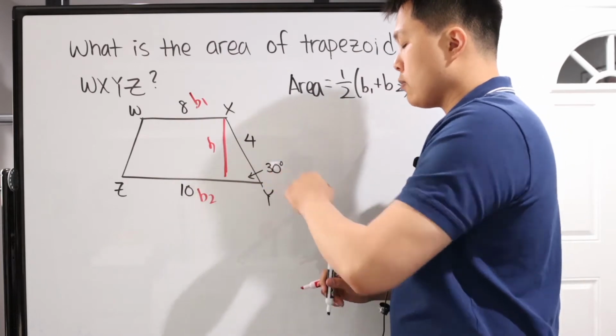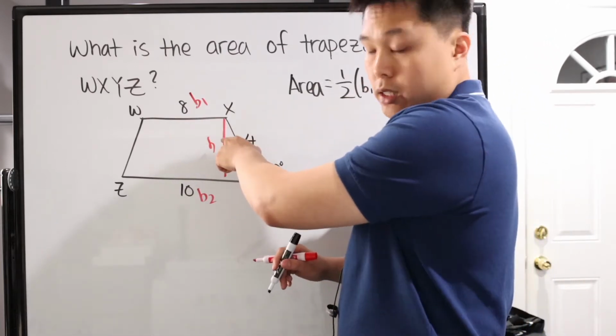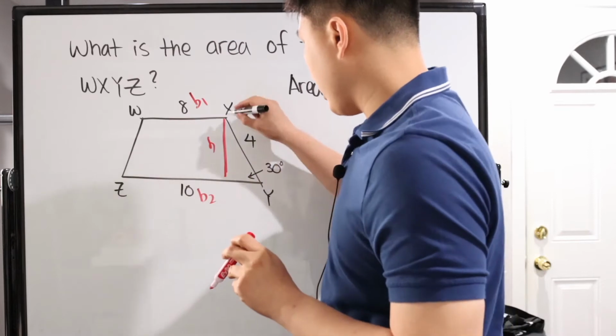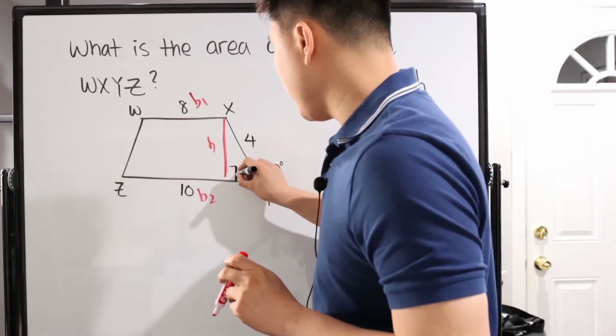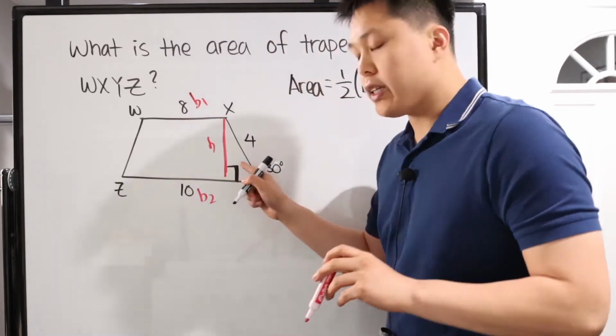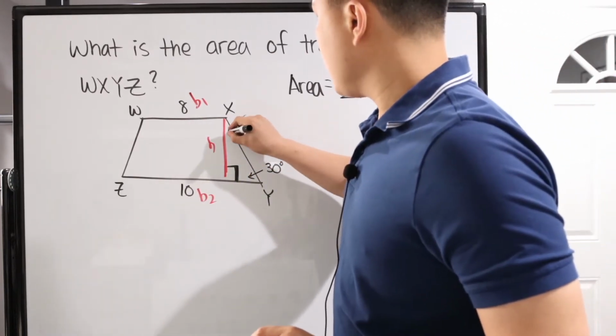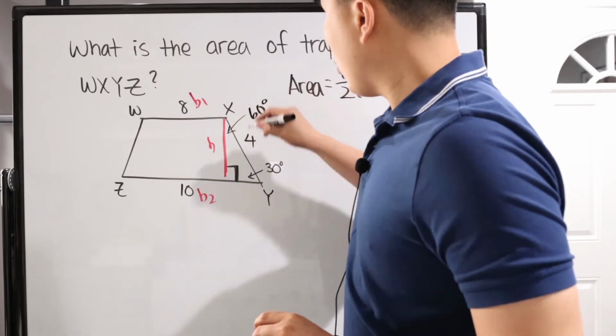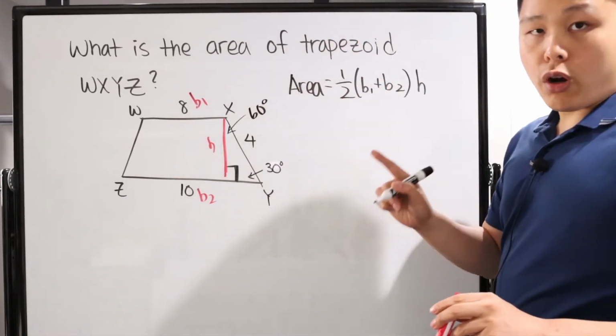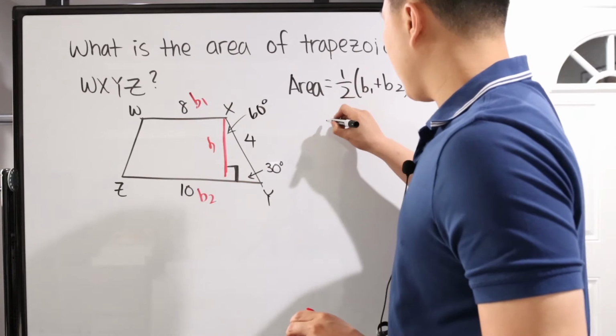You have 30 degrees. This is going to be 60 degrees then, because the height is usually perpendicular to the base. That means we know immediately this is a right triangle: 30, and this is going to be 60 degrees. Now, why is that important? This is based on the special triangle, the 30-60-90.